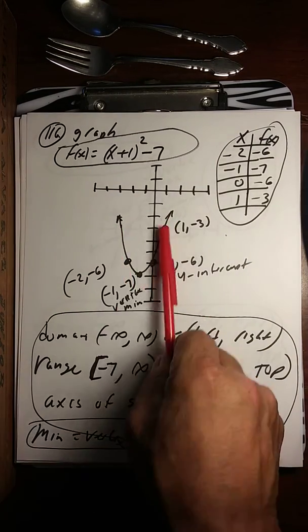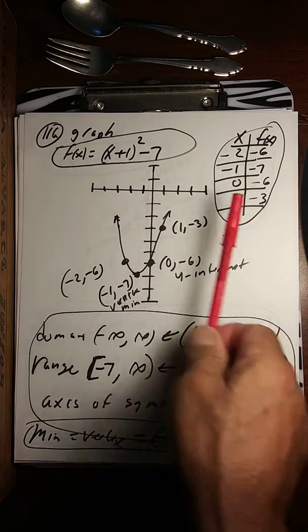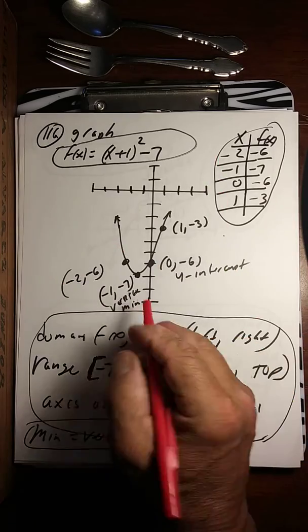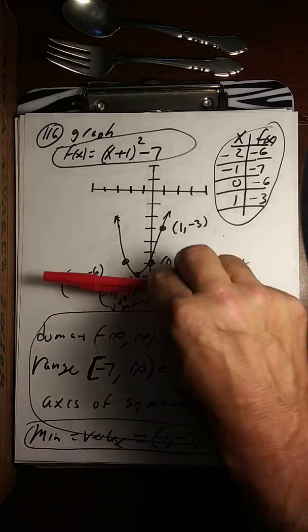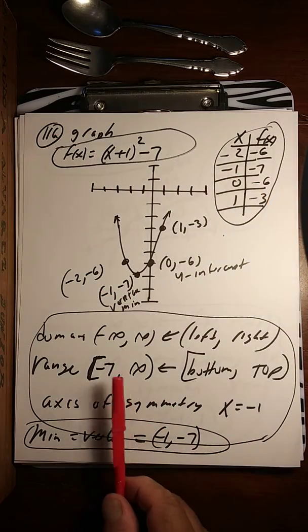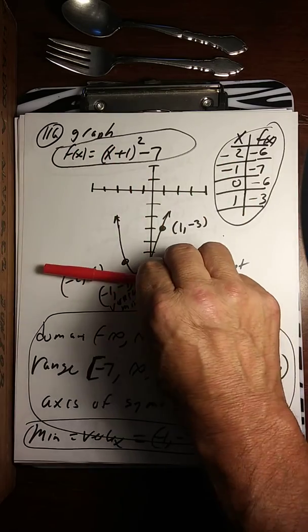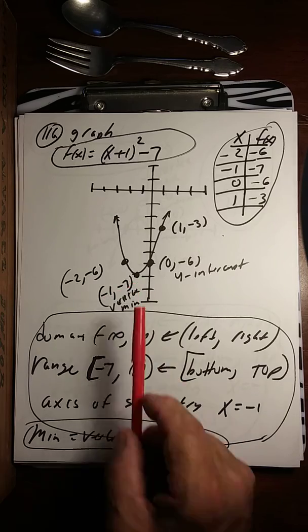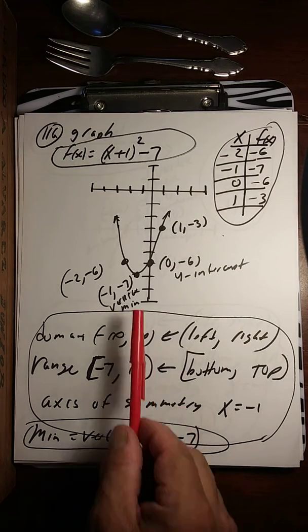You can get other points in there. Okay, so now there's a graph. So here's some points that we got from the graph machine. So the domain is negative infinity to infinity, left and right. The range goes from the bottom, from -7 that way, so from -7 to infinity. The axis of symmetry is right there, x equals -1. And it's a minimum point, so the vertex is (-1, -7).